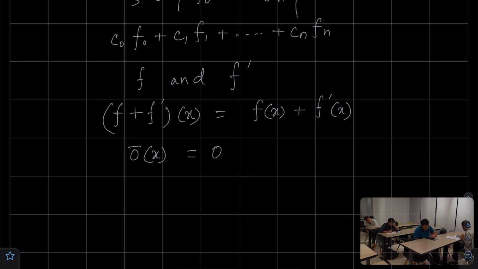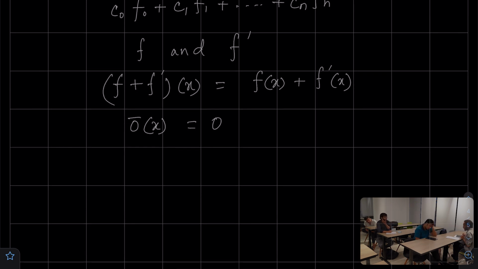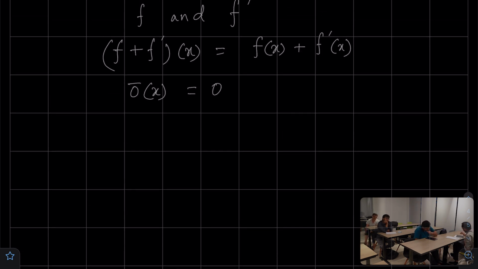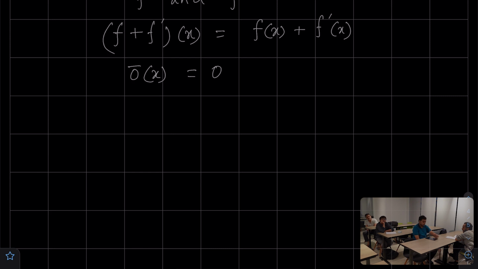So that means I have a zero vector here. But this zero, is it a vector, or an element of the field? This is an element of the field. Now, for every x in the domain, we should get zero. So it maps any x to 0.